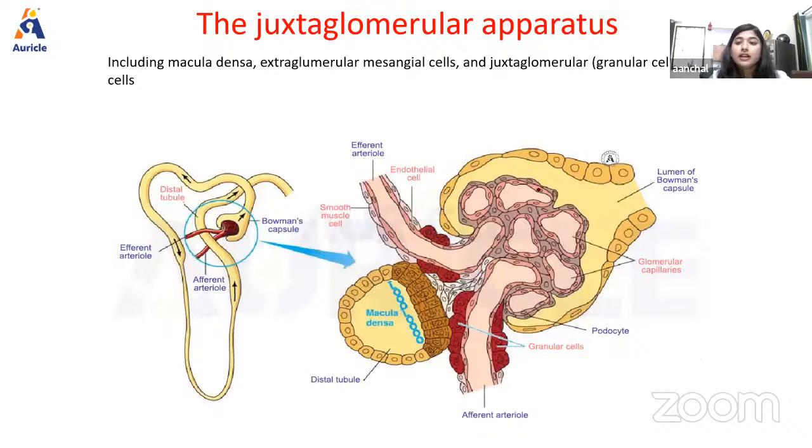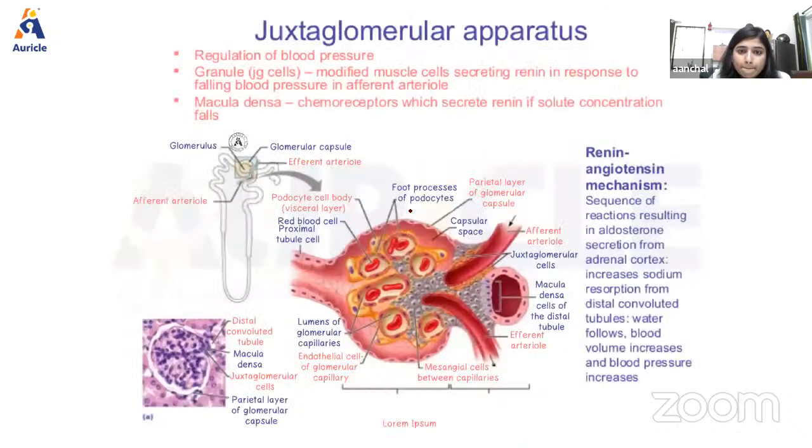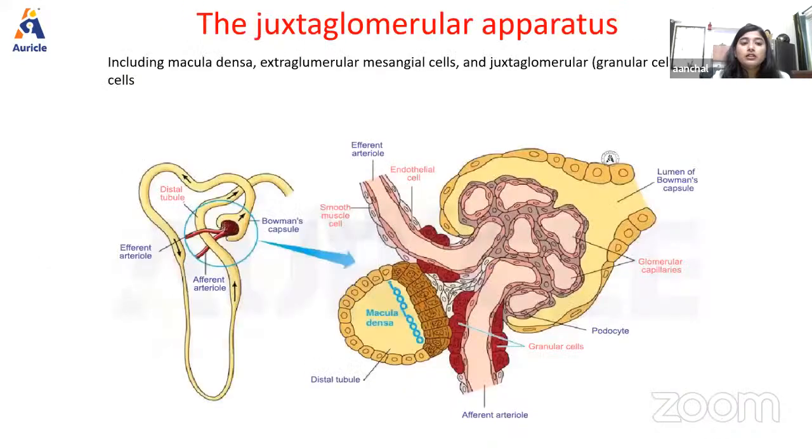In the next diagram also, we can see the location of the JG cells. Then macula densa cells are present, and then we have these endothelial cells of glomerular capillaries. So this is all about the cells which are part of the JG apparatus. One by one, we are going to discuss them.